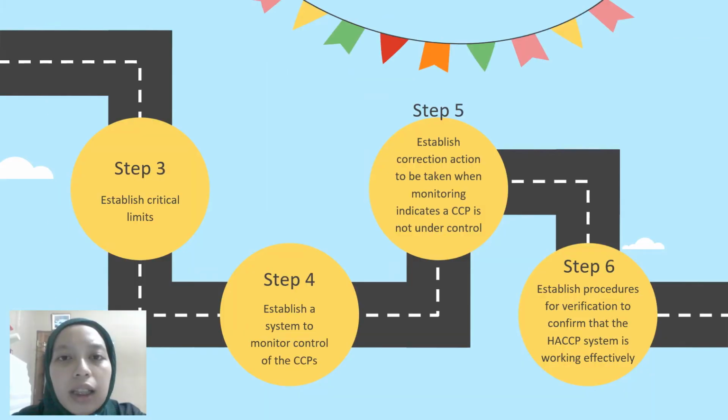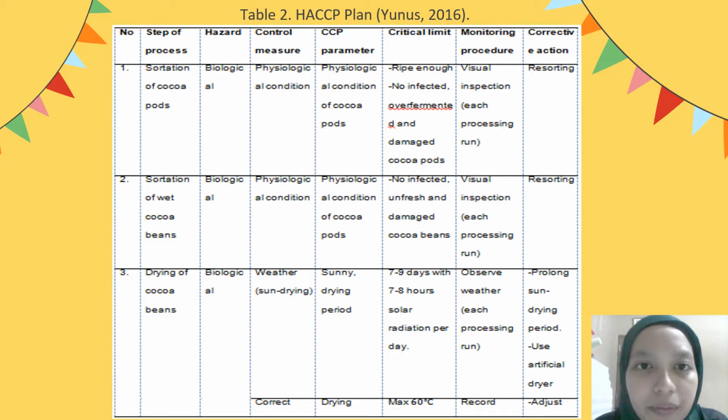So third step of the HACCP principle is establish critical limit. Fourth is establish system to monitor control of the CCP. Establish corrective action to be taken when monitoring indicates a CCP is not under control as the 5th step. And the 6th step is to establish procedure for verification to confirm that the HACCP system is working effectively. Here is the table that concludes the 3rd, 4th, 5th, and 6th step for HACCP.